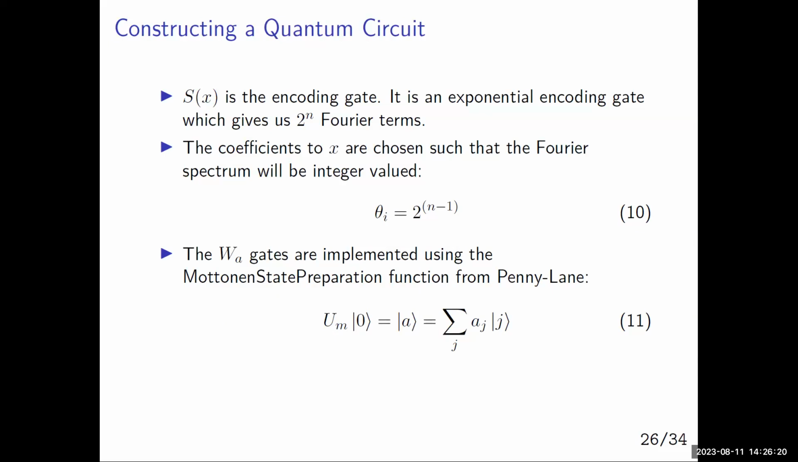The W(A) gates are a bit different from all the ones we used previously. It uses Möttönen state preparation, and that's defined by that function there. You take qubit 0, you apply the unitary to it, and it produces that state there. Basically, what it does is a sequence of controlled rotations determined by the values A, which are the amplitudes.